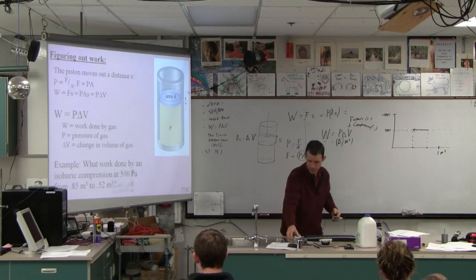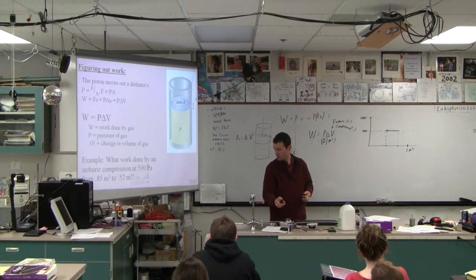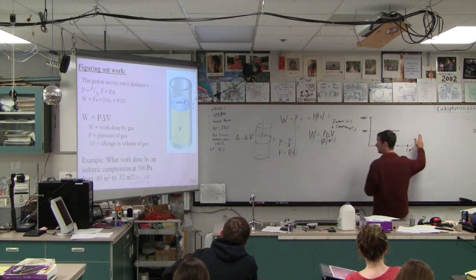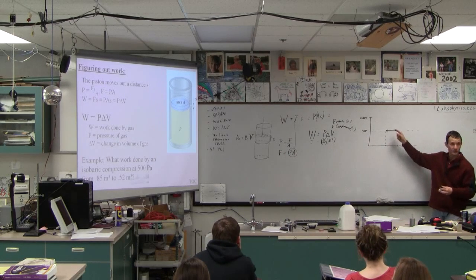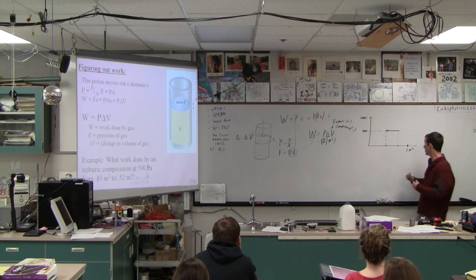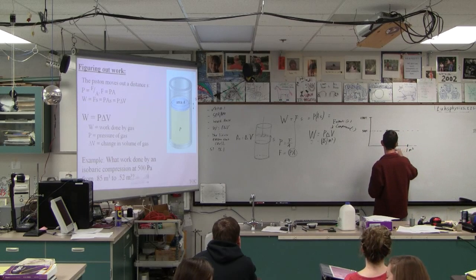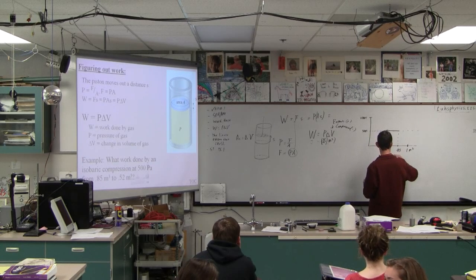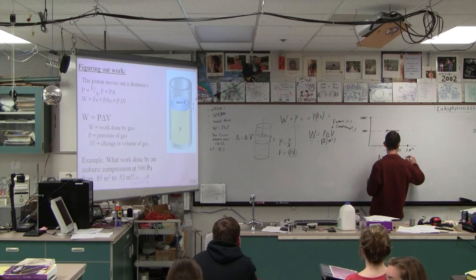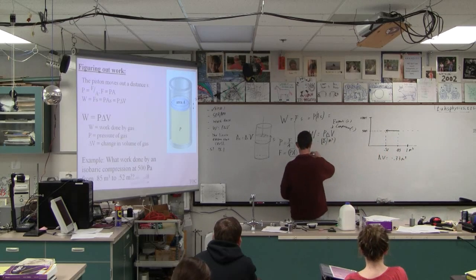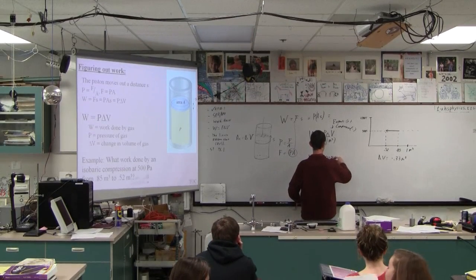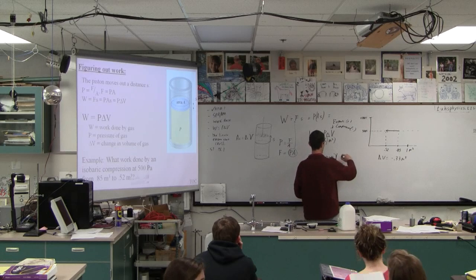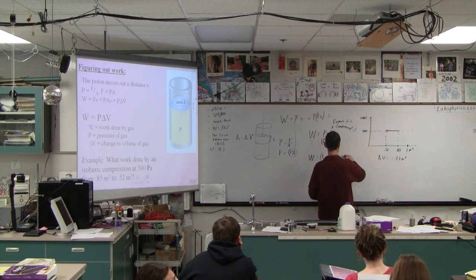Let me make sure I'm on there. Yes, I am, right? So first off, isn't our delta V negative? Yeah. We're going from 0.85 to 0.52, right? And so our delta V is going to be negative 0.33, is that right? And now we're all set. We can go. Work is 500 newtons per square meter, or pascals, times negative 0.33.